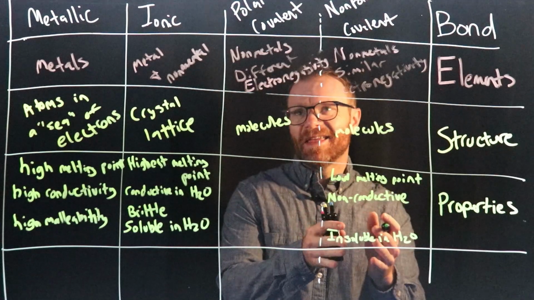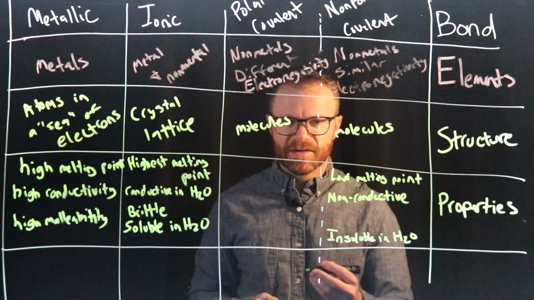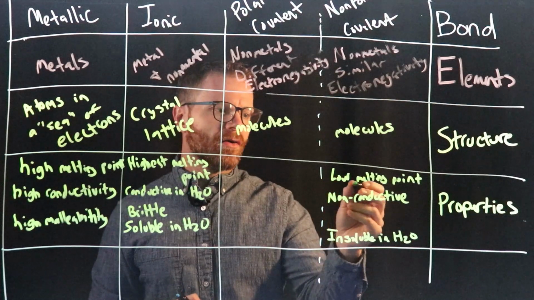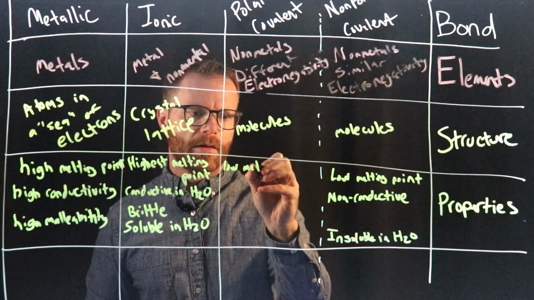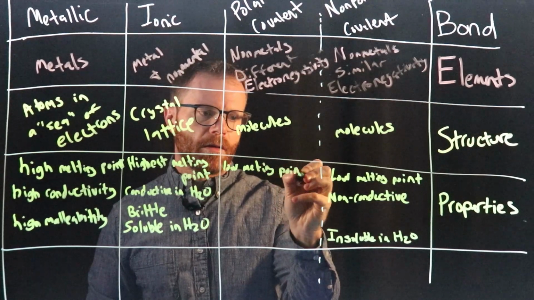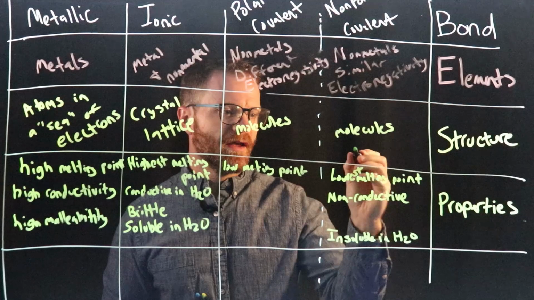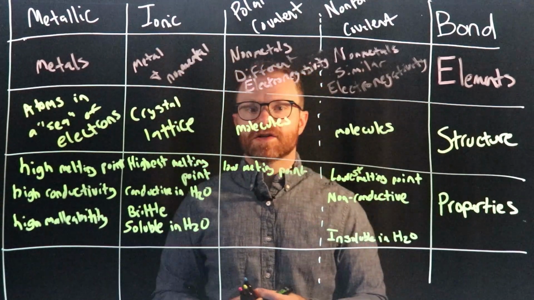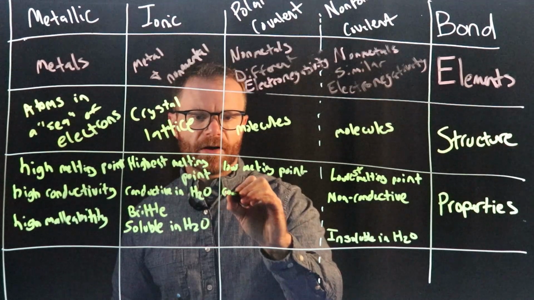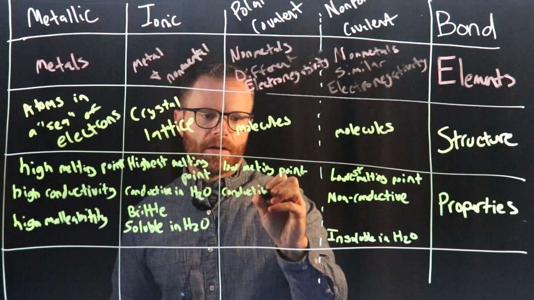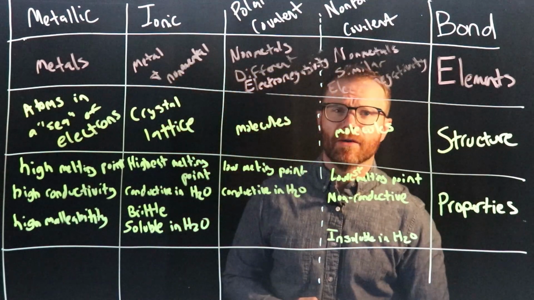Polar compounds, again, are a little bit more like ionic compounds than these nonpolar compounds. So they do have a low melting point, but not quite as low as the nonpolar, so let's say lowest here. In terms of their conductivity in water, they actually are conductive in water, just like an ionic compound.